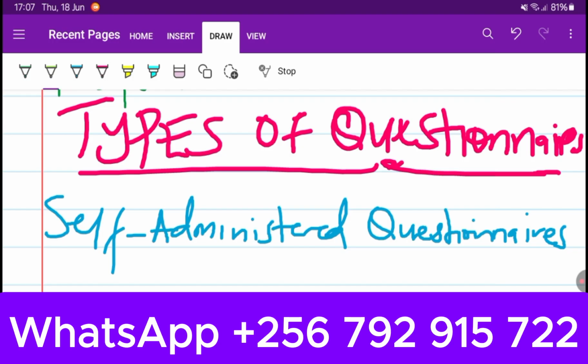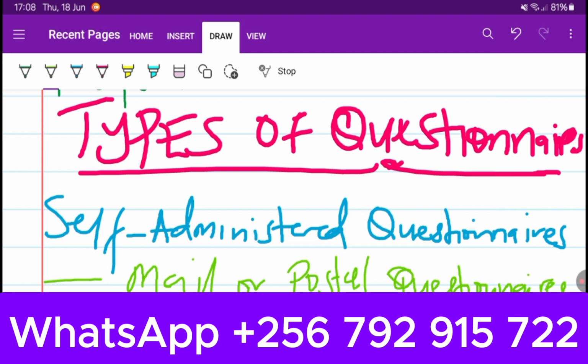the mail or postal. We can call it postal questionnaires, whereby you drop the information through mail. Those questions you send them via mail, or via their postal address. You get their box numbers, then you put the information through the box address, whereby people can pick that information and respond to it, then put it back, and then you can pick it up.